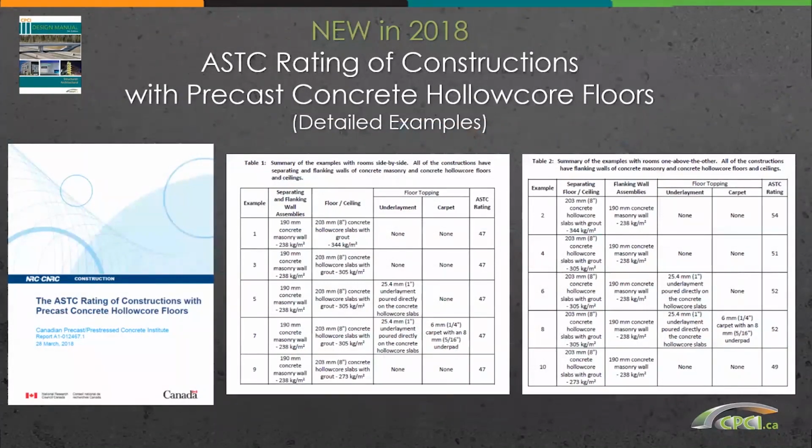For example, in early 2018, CPCI also commissioned the NRC to publish this document, which summarizes ASTC calculations for several hollow core and concrete masonry assemblies. These are now included in that new software. Shown here are the tabulated summaries for rooms side by side in table 1 on the left, and summaries for rooms above each other, table 2 on the right. In both cases, 3 different masses of hollow core are modeled, and floor toppings are added to 4 of the scenarios.